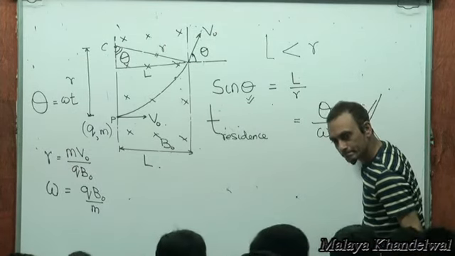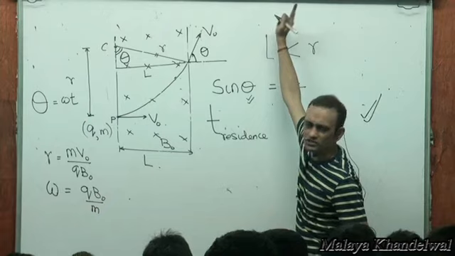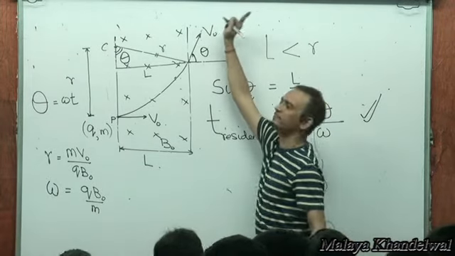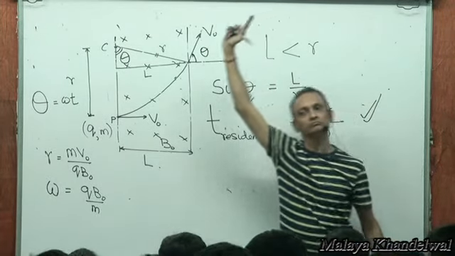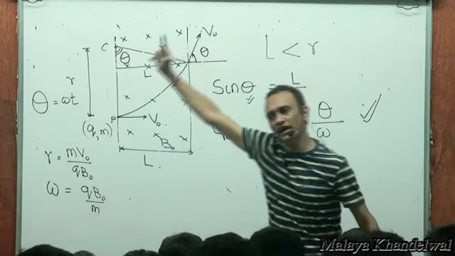Clear? Yeah, it will exit into this region and it will then go undeviated with a velocity V naught. Sounds fair?